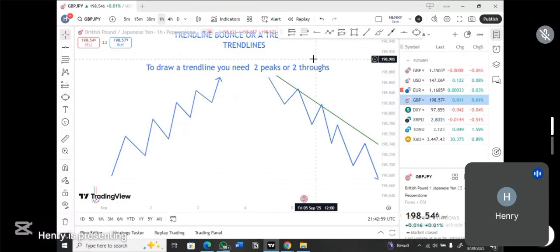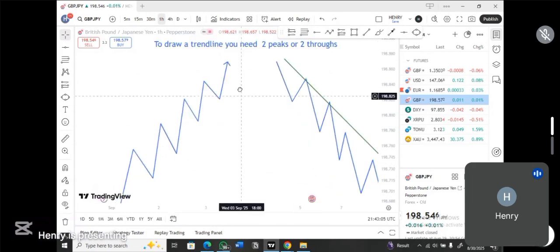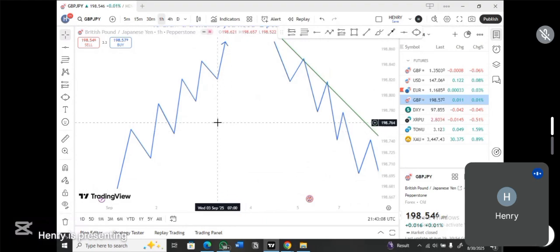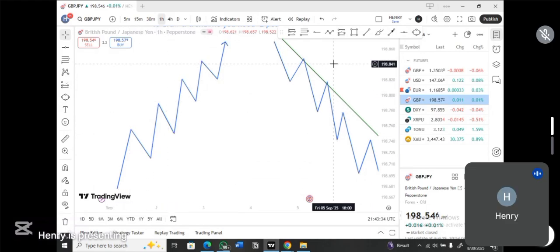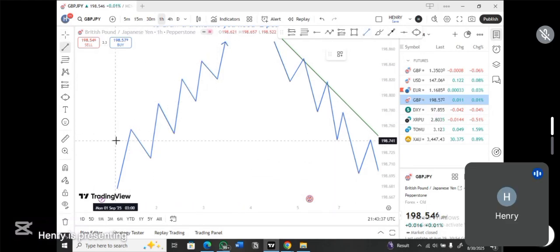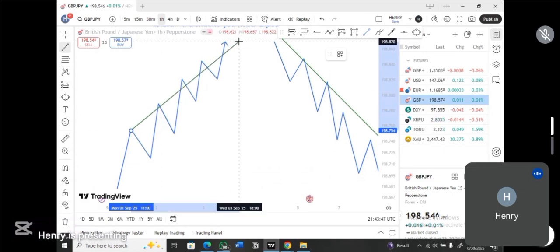To draw a trend line you need what? Two peaks and two troughs. So can you identify any two peaks? Where and where? Here and here. Yes, thank you. That's two. So to draw a trend line, start from this first peak and drag it to the next peak. After dragging to the next peak, just pull it. It doesn't matter, just pull it.